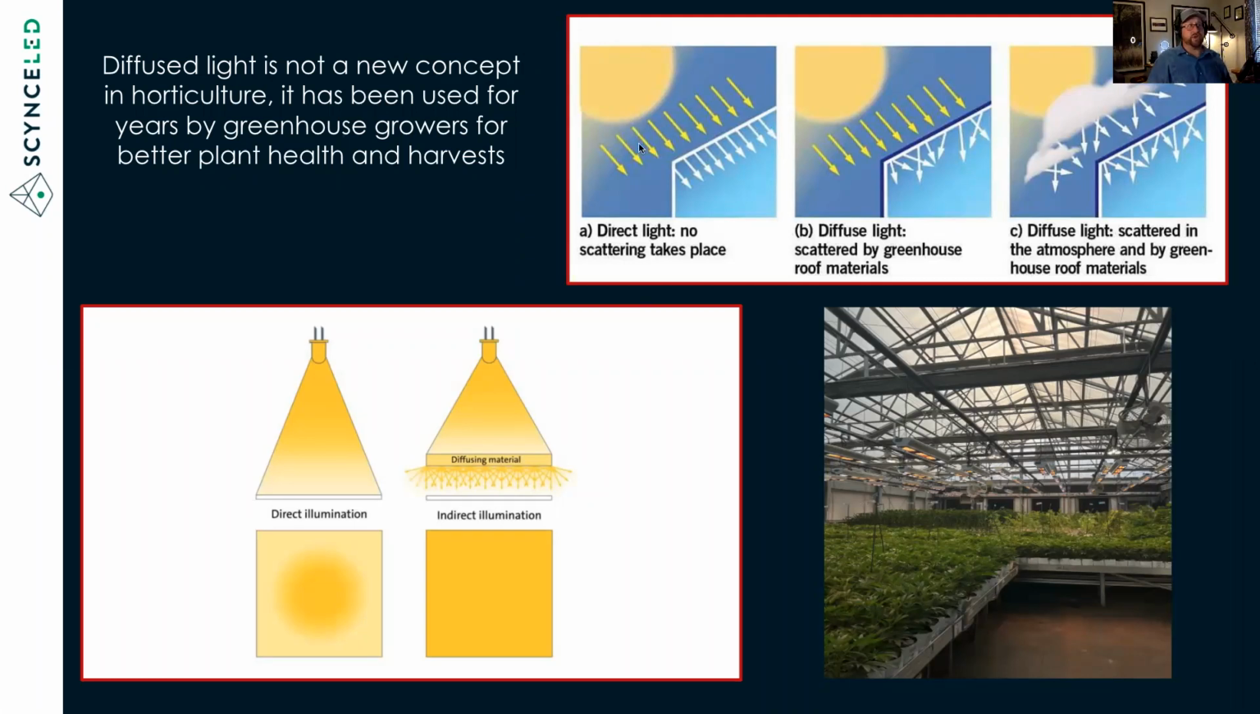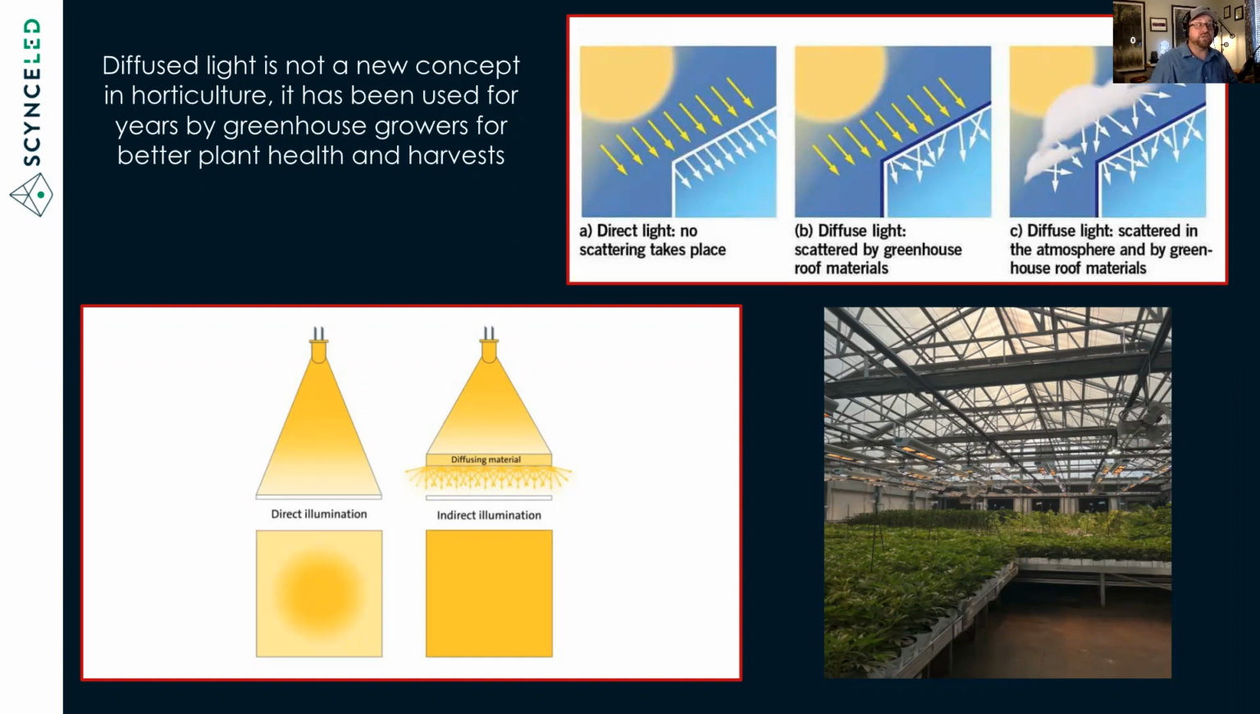You'll see here, direct sun, very direct, straight down light, Lambertian pattern. That's where it all comes from, right? The sun is what we're always trying to get back to. Diffuse lights are really common because greenhouse roofing materials do that naturally. Glass does that naturally. Plastics do that naturally. So you get diffuse light inside a greenhouse. There's no greenhouse on the planet that doesn't grow with diffuse light.